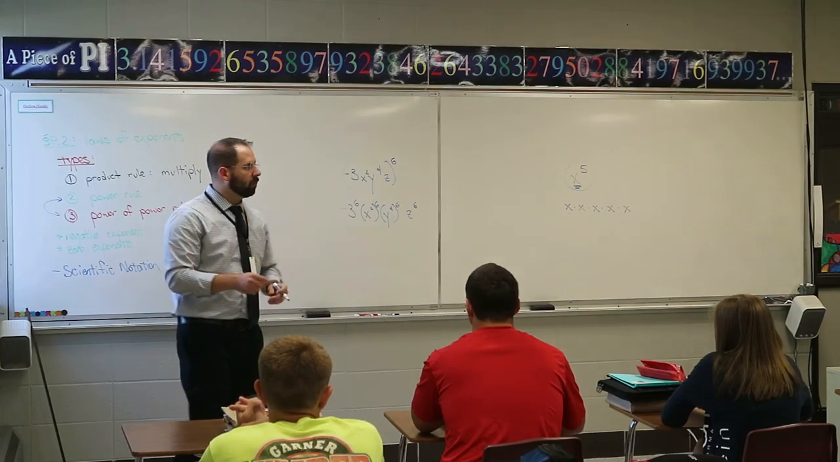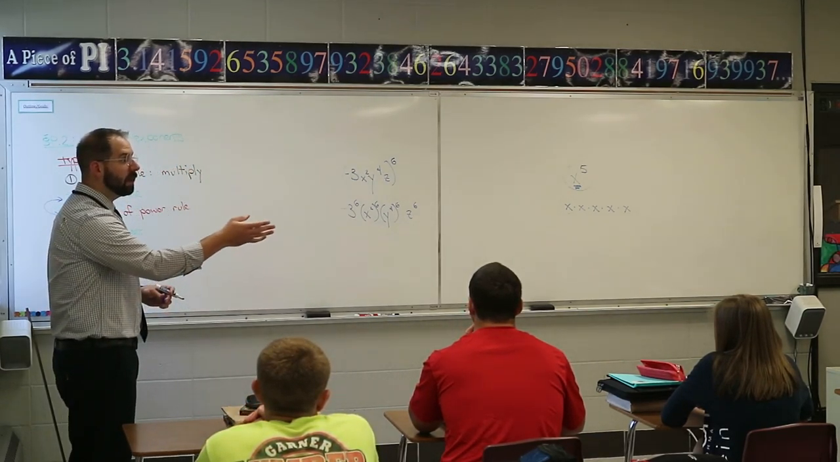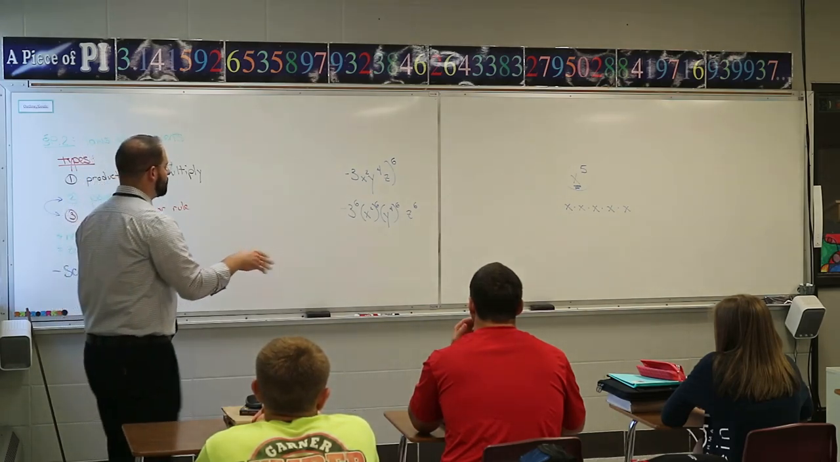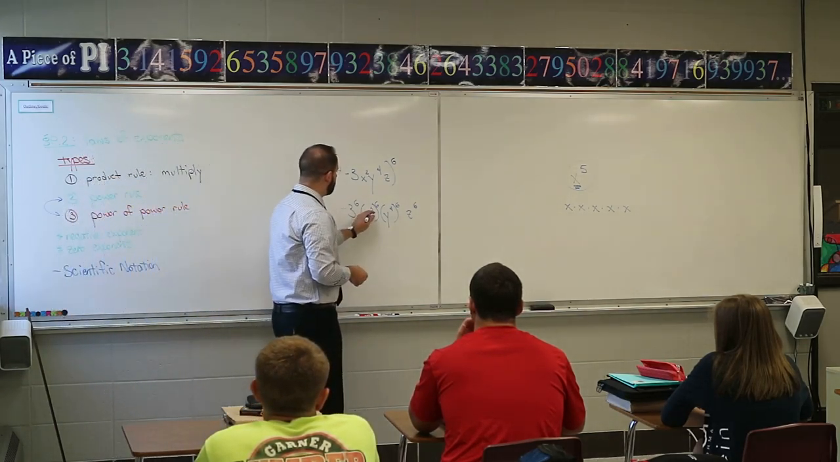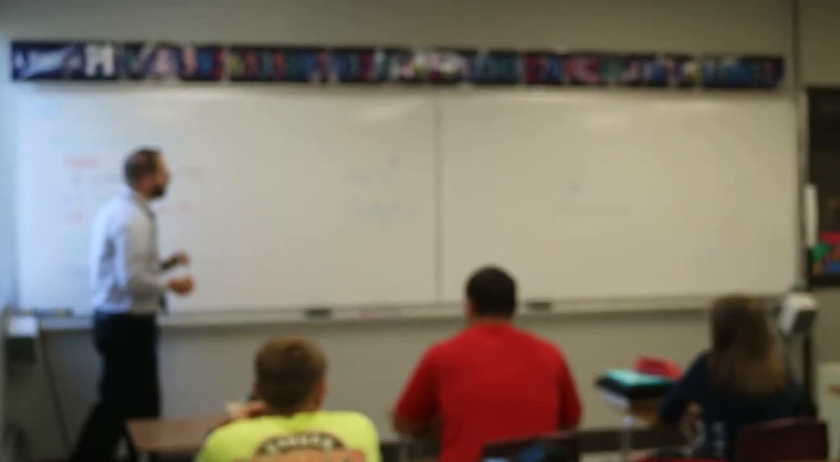Now, what's the rule for those variables that have the parentheses on them? How do we... Say it again? Multiply. You multiply. So 2 times 6, 4 times 6. So if there's a power with a power, multiply. That was this first one. That's how they teach you how to do it.